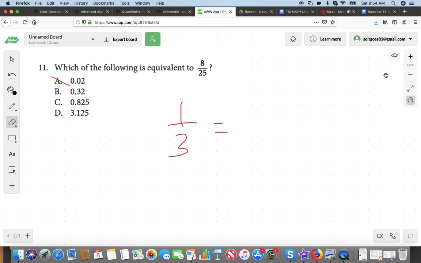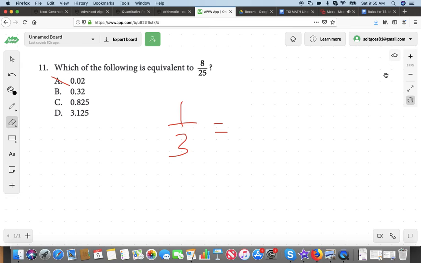What about answer choice C? Well, I see both of the numbers in this one. You do. But I want to think in terms of the values. Is a third, or 8 over 25, close to 0.825? Is 0.825 bigger than half or less than half? It's less than half.